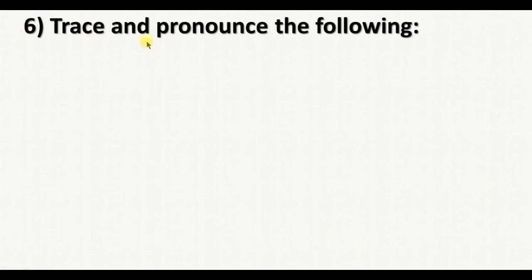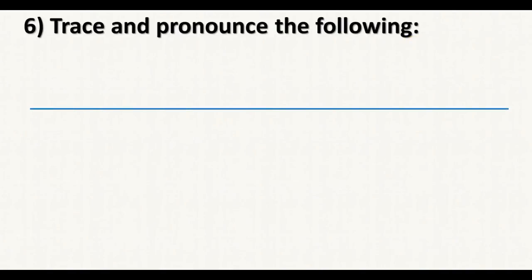Number 6. Trace and pronounce the following. You will now observe how the letter Q appears in the different parts of a word. Here Q is at the beginning of the word. Let us now trace and pronounce. Q, D, M, dots, vowels. QA ko, DID, MA, kodima.